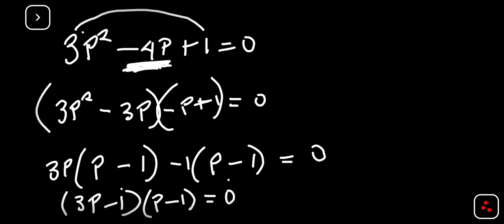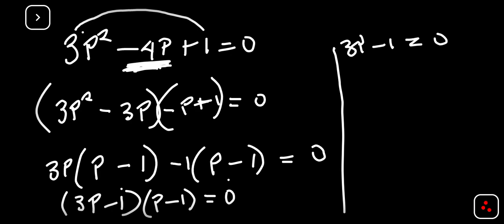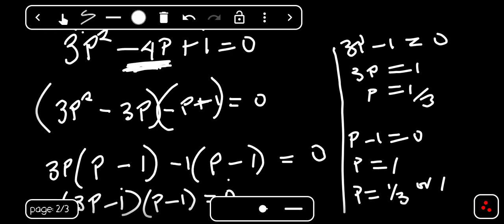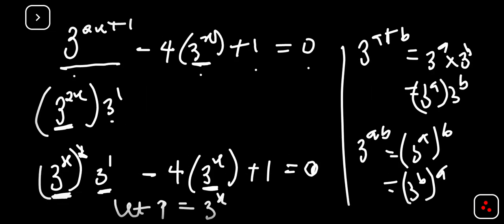Okay, so we need to find p. So we equate 3p minus 1 equal to 0. We'll have 3p equal to 1, and p will be equal to 1 over 3, because you divide both sides by 3 there. Then for equating p minus 1 equal to 0, we have p is equal to 1. So we can say that p is 1 over 3 or 1. But this is not all. Remember, we're looking for x. And we said that let p be 3 to the power of x.